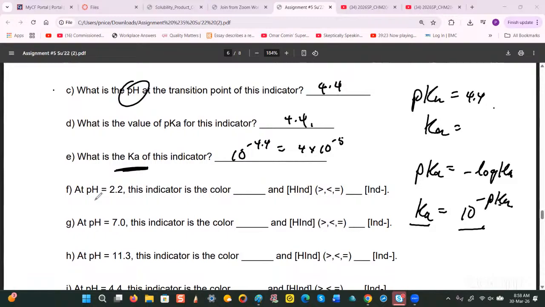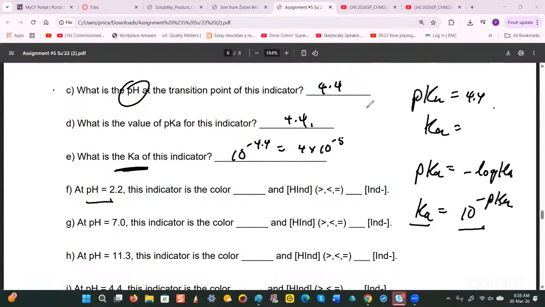It says at pH 2.2. Oh, so now they're asking for the color of the solution when the pH is 2.2 and whether the acid molecule's concentration is greater than, less than, or equal to the concentration of IND minus, the conjugate base, right? Now, the key thing you need to remember is that the transition point here is 4.4, right?